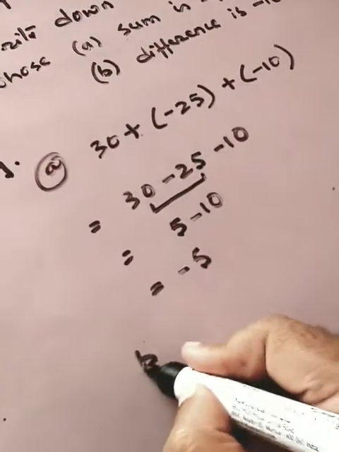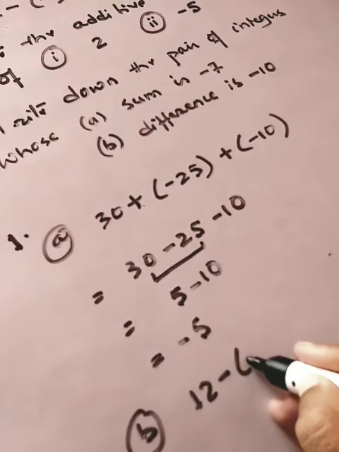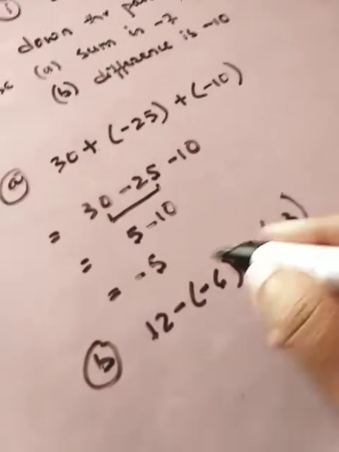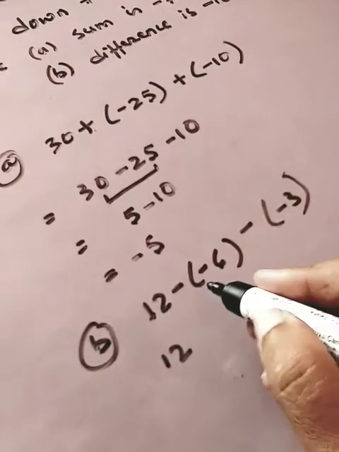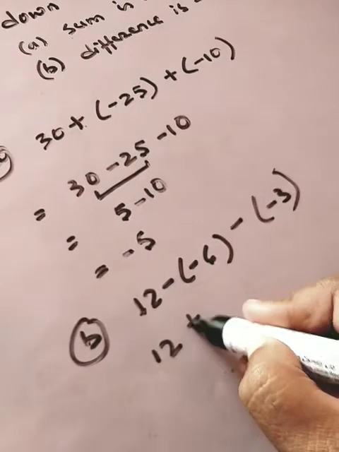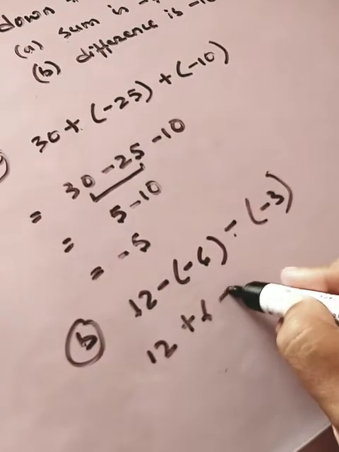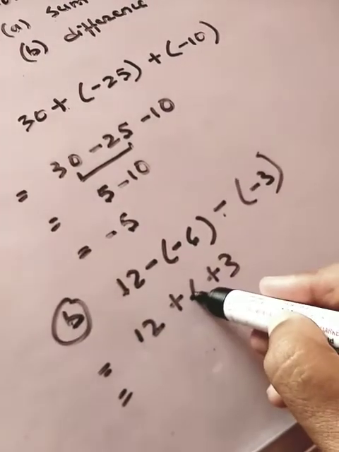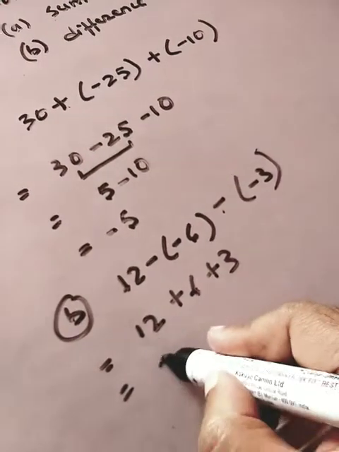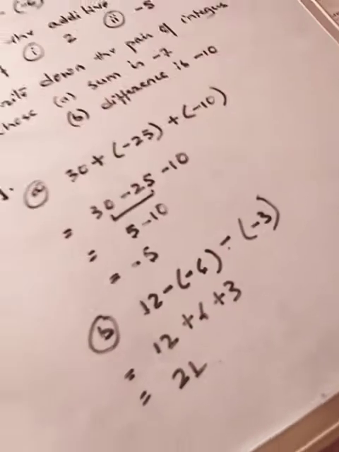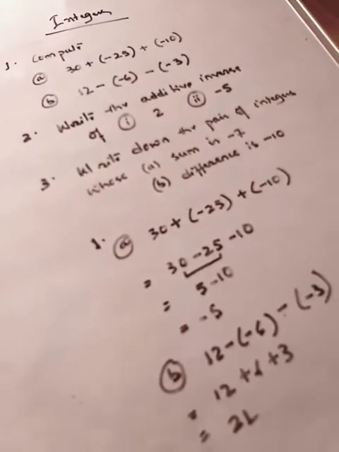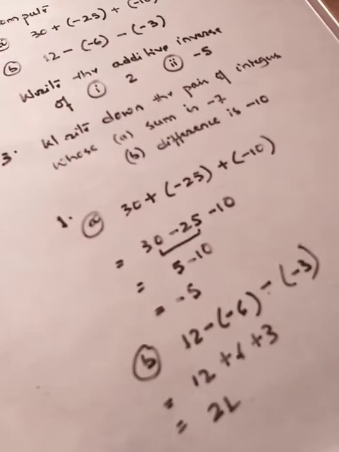As easy as this. Now what is number B? 12 minus minus 6 minus minus 3. Yes, the first thing we will do is to open the bracket. Minus minus plus 6 minus minus plus 3. Now I hope this becomes very easy. 12 plus 6 is 18. 18 plus 3 is 21. So this is how the solution of question number 1. Let's move on to sum number 2.